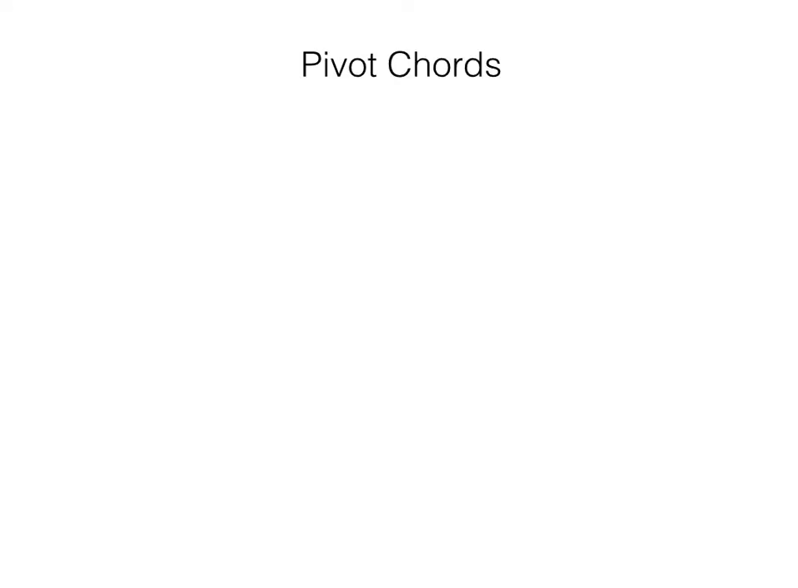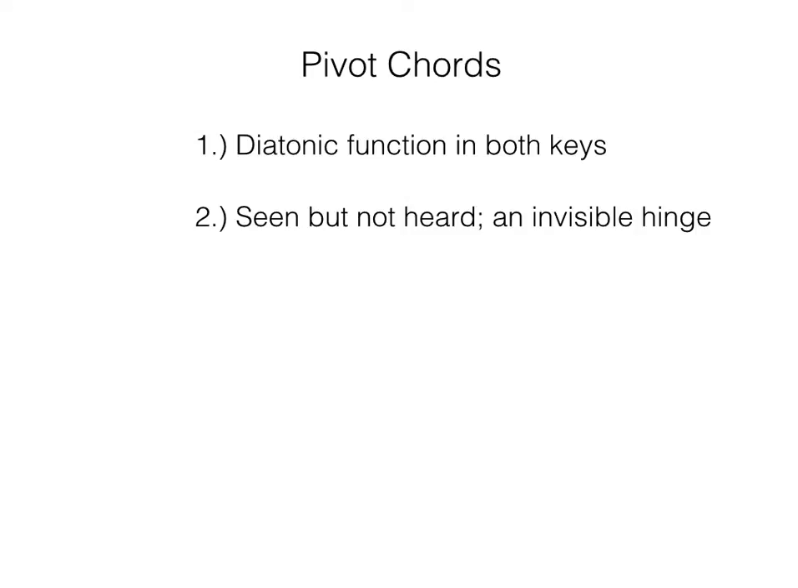Let's discuss what a pivot chord is. A pivot chord is a chord that functions diatonically in both the original and the new key. A pivot chord is also seen but not heard. It functions as an invisible hinge the music swings on from one key to the next. It connects the 2 keys together, since the chord is diatonic in both keys. Finally, a pivot chord is usually a predominant function, because these are easiest to destabilize. Pivot chords should not be dominants, though this could happen in the literature.